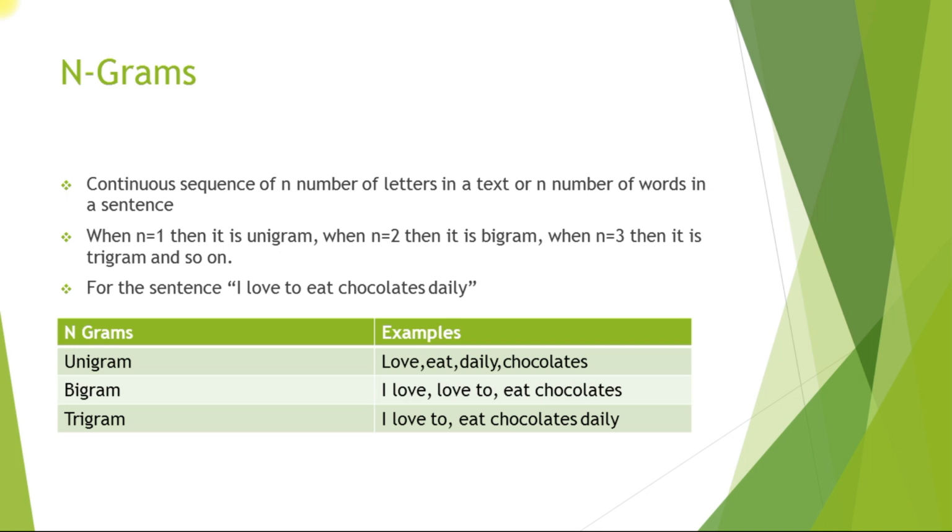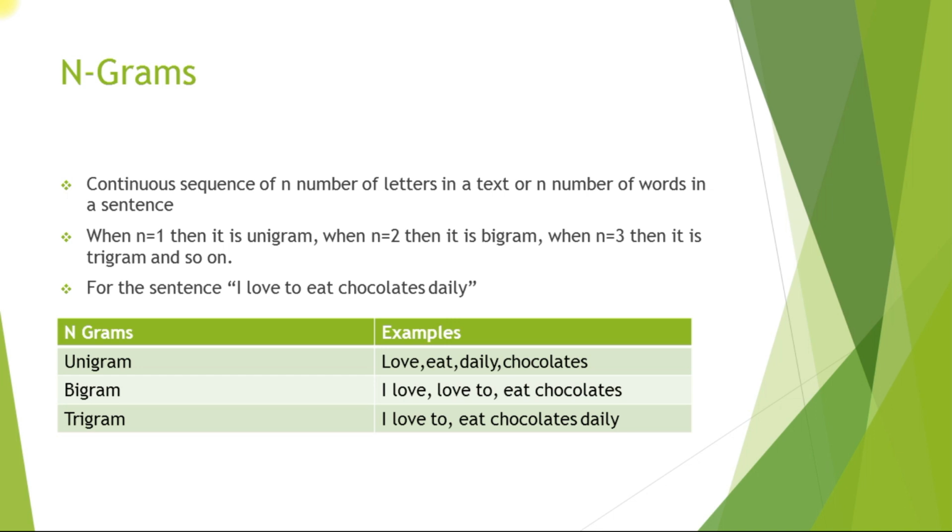Now let us try to understand what an n-gram is with an example. Suppose we have a sentence, I love to eat chocolates daily. If we are trying to pick up a unigram from this sentence, that can be a single word in the sentence like love, eat, daily, chocolates. Suppose we are trying to pick up a bigram in the sentence, they can be I love, to eat, chocolates daily. And suppose we are trying to pick up a trigram in the sentence, then it can be I love to, eat chocolates daily. That is three consecutive words in the sentence.